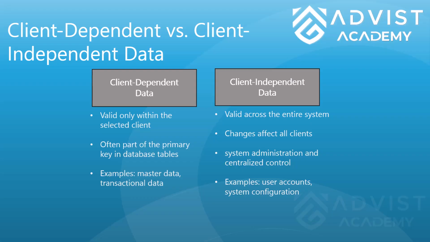In contrast, client-independent data is valid across the entire system. This includes user accounts, certain customizing settings, or technical system configurations. Changes to client-independent data automatically affect all clients within the system. This distinction is particularly relevant for system administrators and consultants who work across different clients or make cross-client configurations.